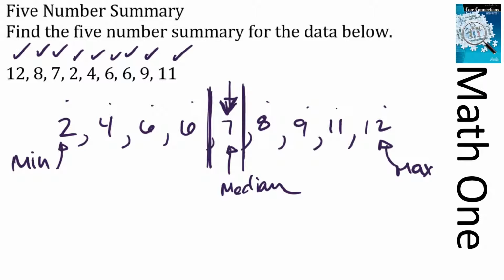So if I want to find the Q1, right, the median of the lower half, I need to add these two numbers and divide by 2. So 4 plus 6 is 10, and half of that's 5. So 5 is Q1, our first quartile. And then same thing on the other end here. If I add 9 and 11, I've got 20, and half of that is 10. So this is Q3 is the number 10.